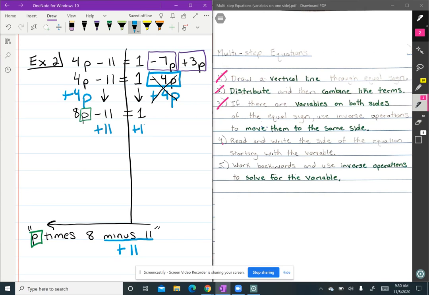8p drops down. Negative 11 plus 11 equals 0. 1 plus 11 equals 12. Then my next step, times 8. The opposite or inverse is divided by 8. 8 divided by 8 equals 1, which leaves me with just p. And then 12 divided by 8 would give you 1.5 or 3/2.